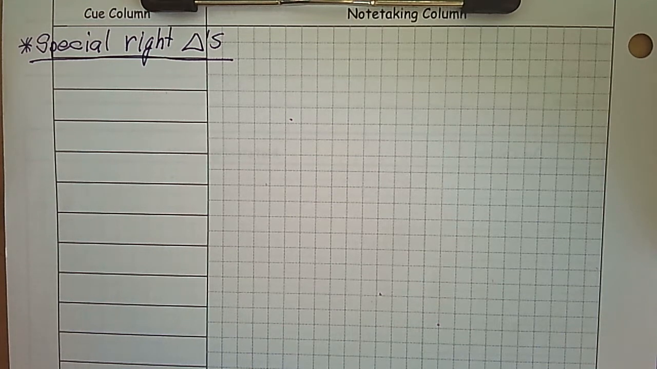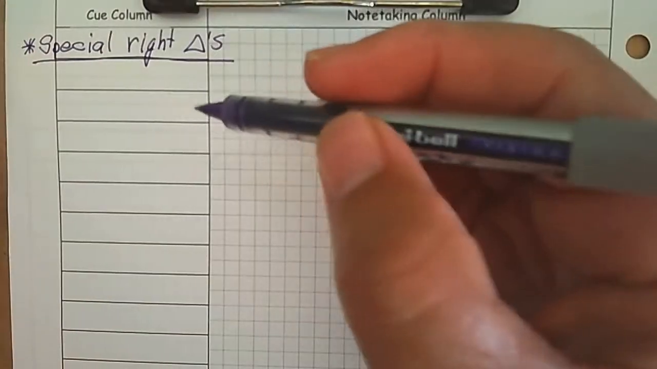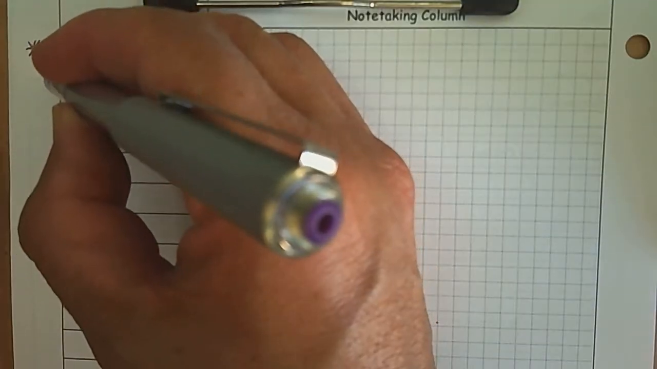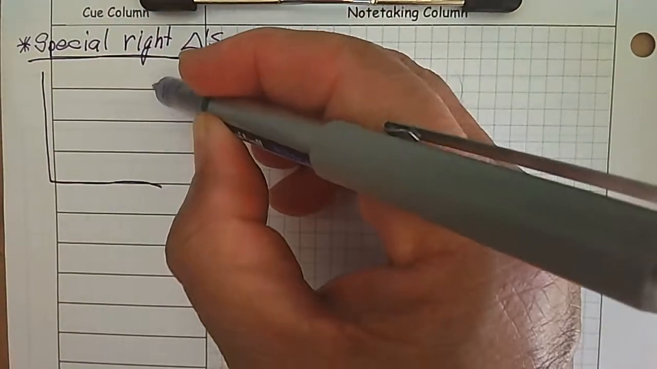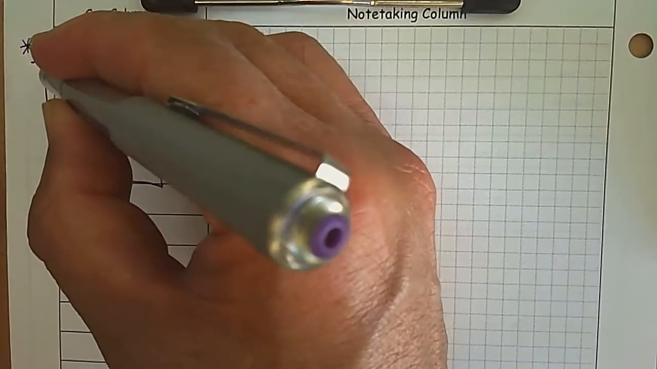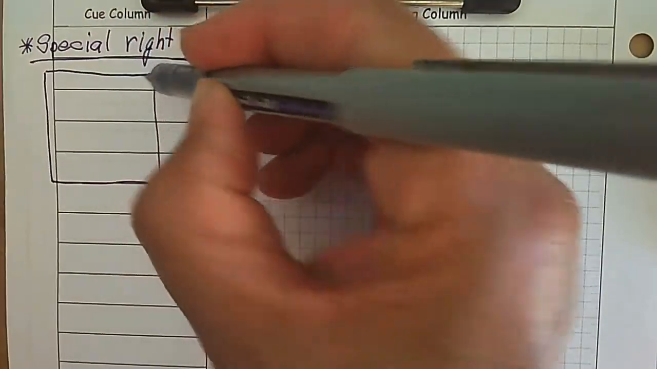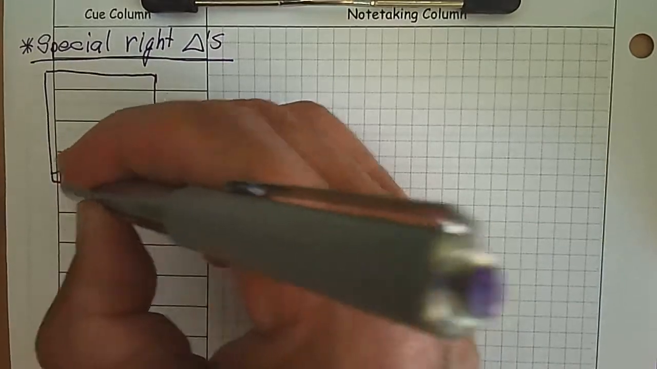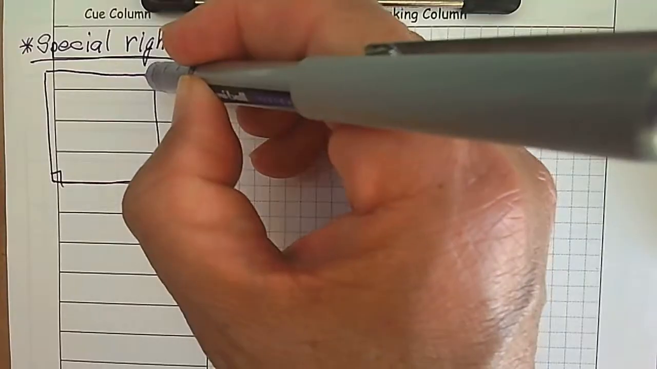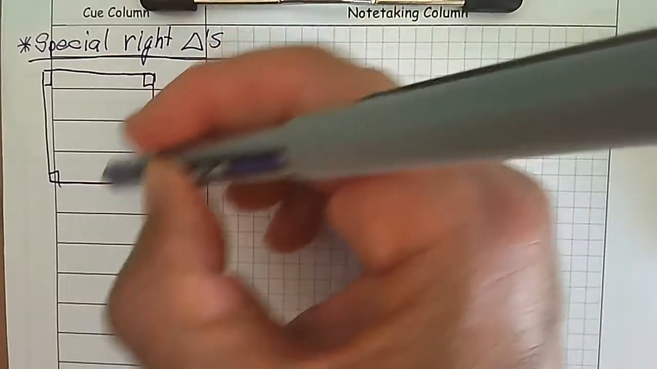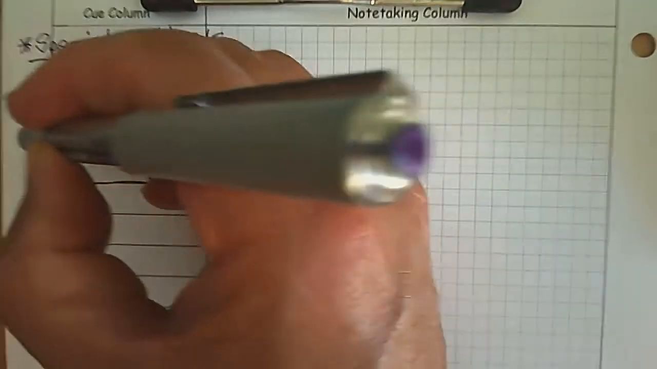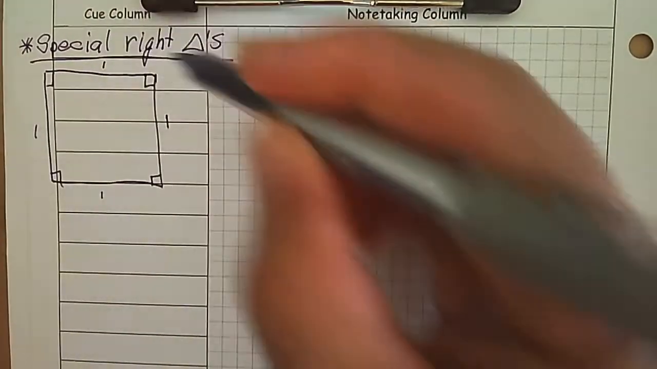Okay, today we'll be talking about right triangles, special ones. The first one I need to talk to you about is the 45, 45, 90 triangle. And that triangle, they got it from a square. A square has four right angles, and all the sides have the same measurement. So this will be one, one, and one.